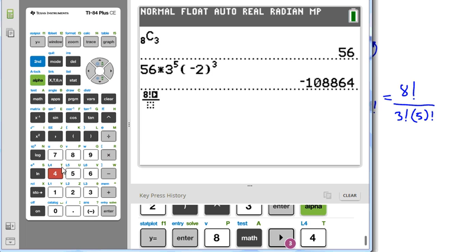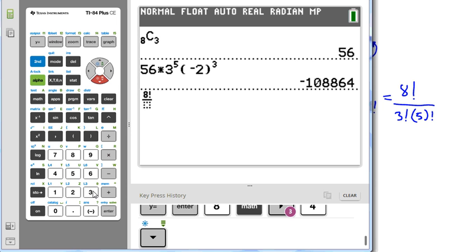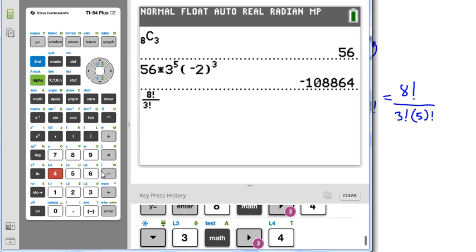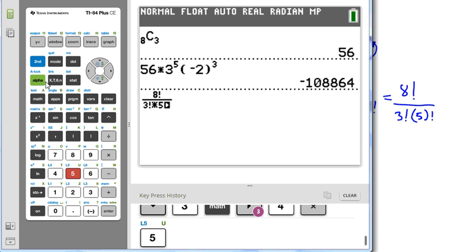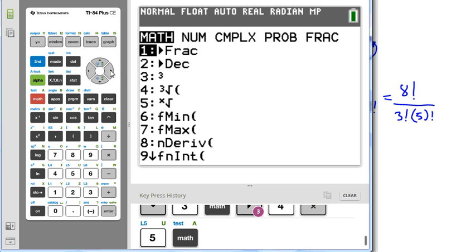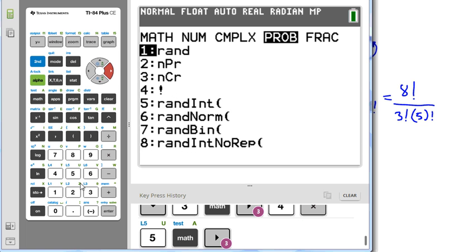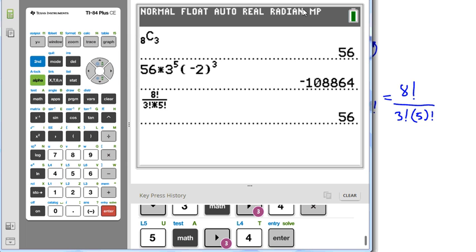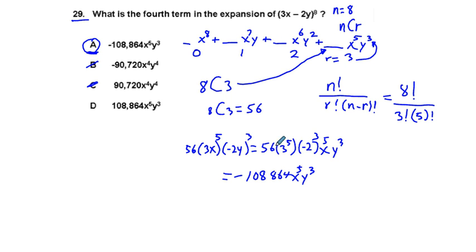Problem 4, 8 factorial over 3 factorial times 5 factorial, and we get 56, the binomial theorem equation.